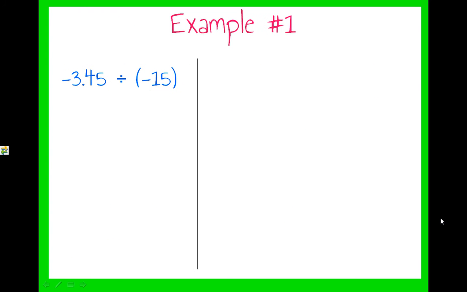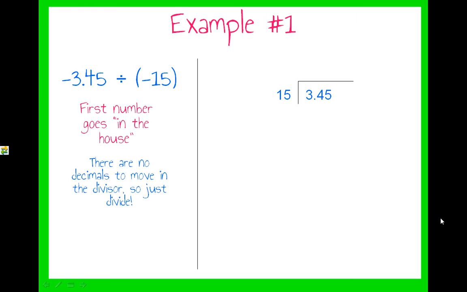So let's look at example number 1. The first number, just like when we did fractions, the top number always goes inside the house. So we have negative 3 and 45 hundredths divided by negative 15, which both of these are negative, and we're going to talk about the sign. There are no decimals to move in the divisor, 15, so we're just going to go ahead and divide. We don't have to move any decimals.